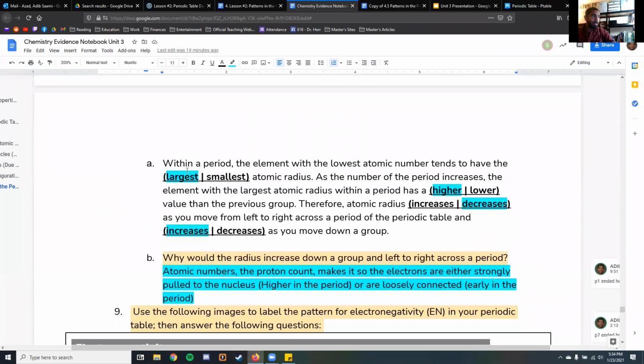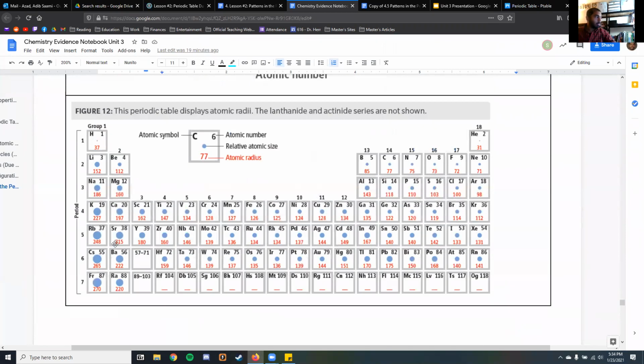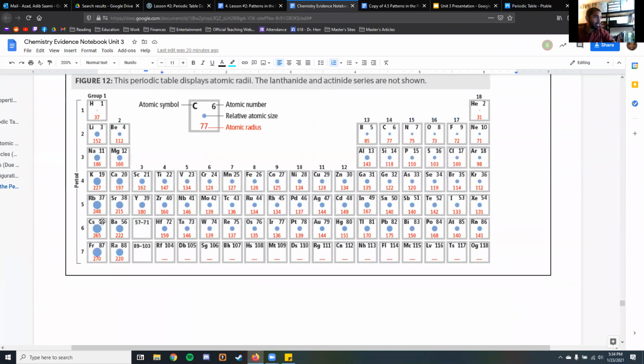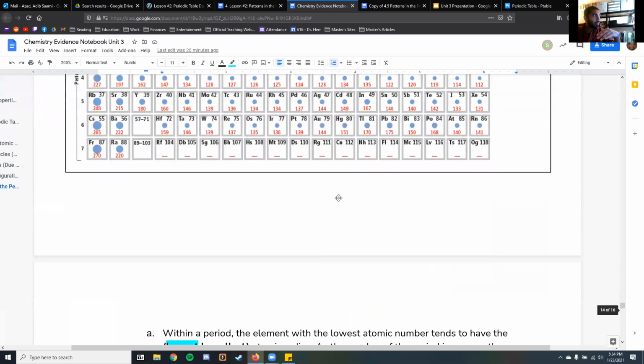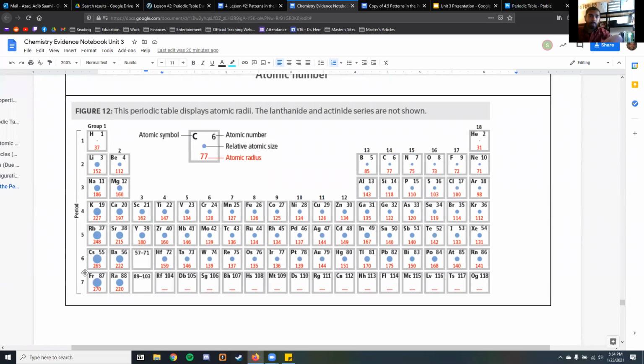Within a period, the smaller your atomic number typically, the larger your size is going to be. So you look at 37 versus 54. 37 is massive. As you go down the group, it gets bigger and bigger and bigger.